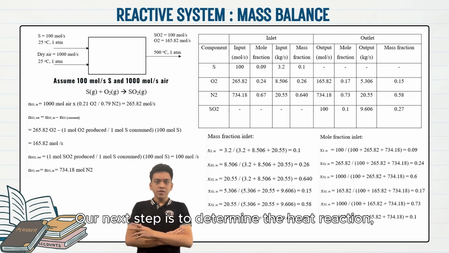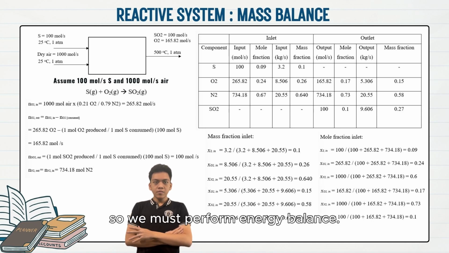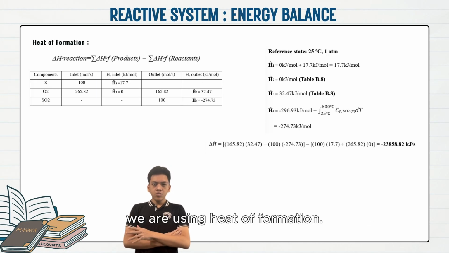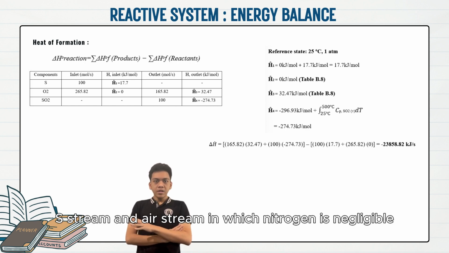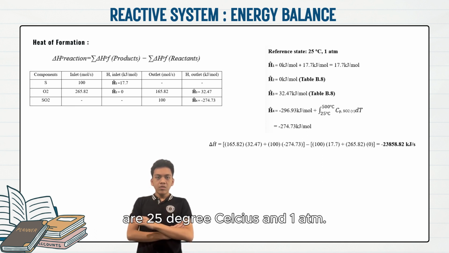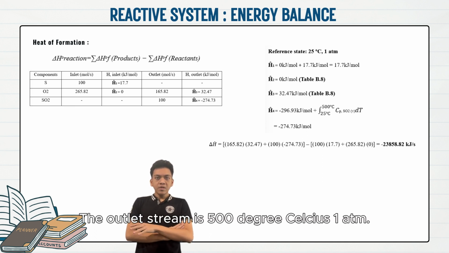Our next step is to determine the heat of reaction. So we must perform energy balancing. In this case, we are using heat of formation. The sulfur stream and air stream, in which nitrogen is negligible, are at 25 degrees Celsius and 1 atm. The outlet stream is at 500 degrees Celsius, 1 atm.